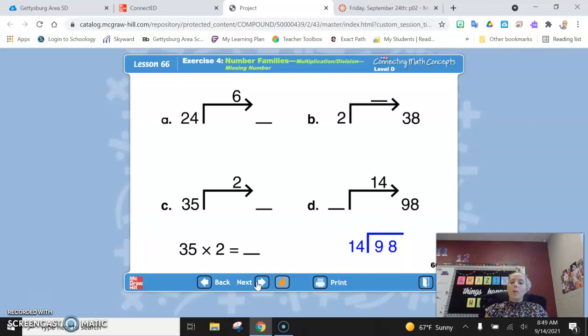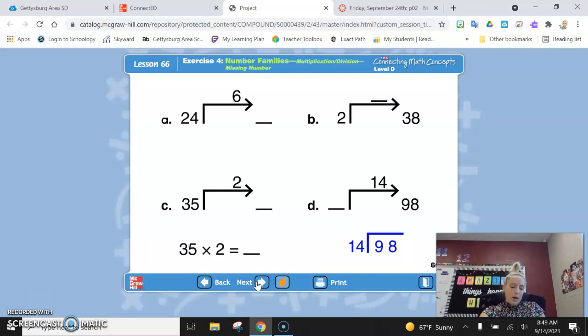You are working on workbook part 4. You are thinking in your head, am I multiplying or dividing? And then below on the line, I want you to write whether you're multiplying or dividing and the answer. Okay? So pause and do workbook part 4. All right, you should be done with part 4. Let's take a look. Here we go.